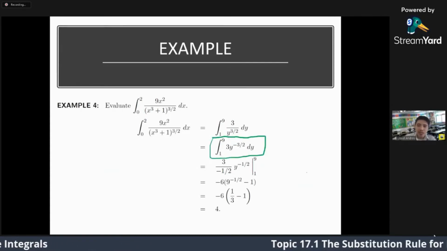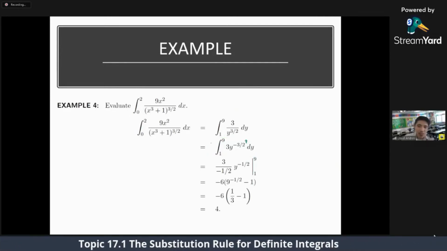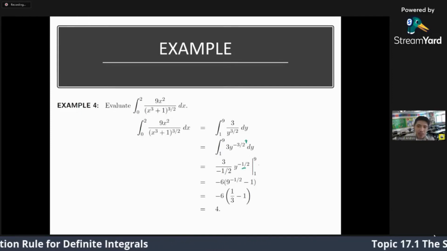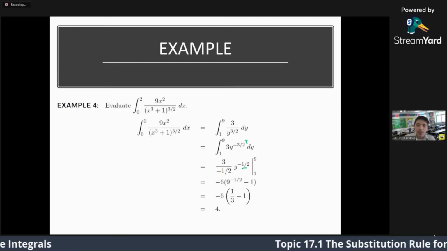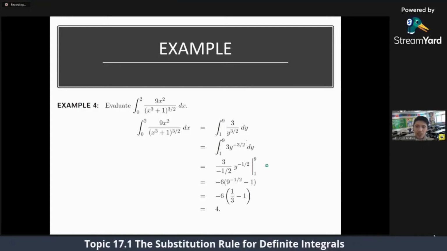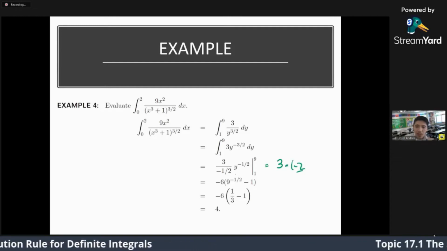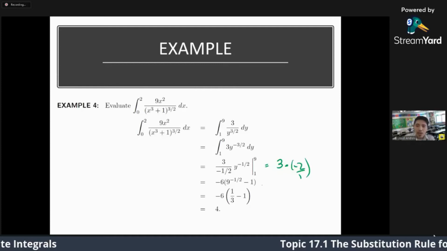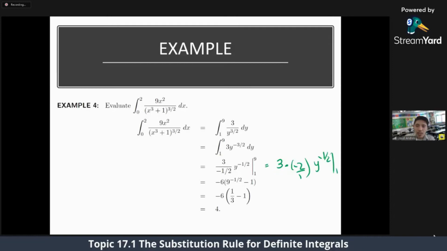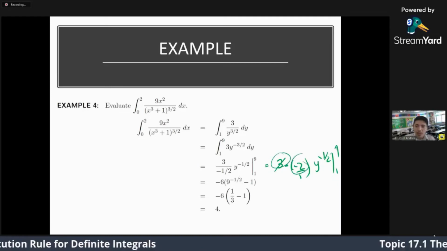So from this, applying the fundamental theorem of calculus, we add 1 to the exponent. So negative 3/2 plus 1 is negative 1/2, then the exponent is divided by negative 1/2. That is why it simplifies like this. So simplifying, the 3 is multiplied by negative 2 over 1, which is the reciprocal of the denominator. Y raised to negative 1/2, then limits from 1 to 9. So 3 times negative 2 is negative 6.